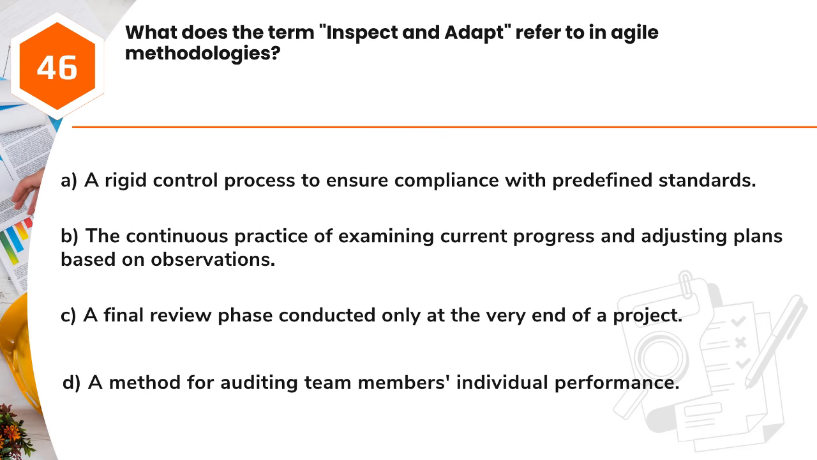Question 46. What does the term inspect and adapt refer to in Agile methodologies? A. A rigid control process to ensure compliance with predefined standards. B. The continuous practice of examining current progress and adjusting plans based on observations. C. A final review phase conducted only at the very end of a project. D. A method for auditing team members' individual performance.